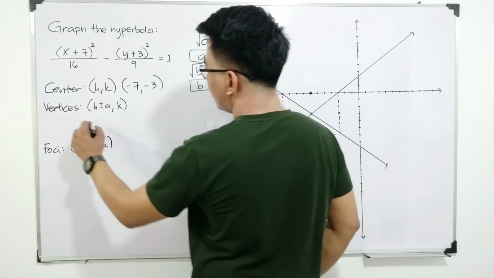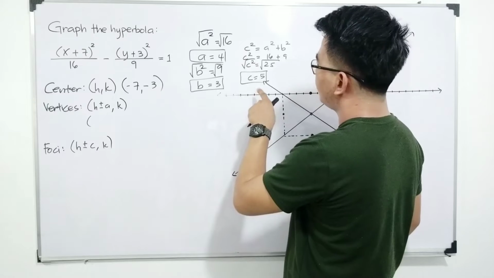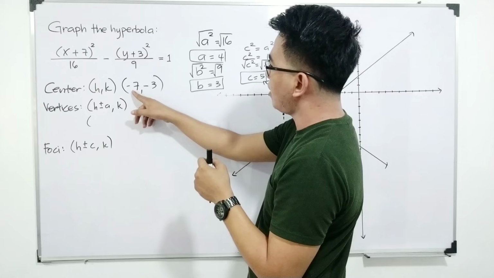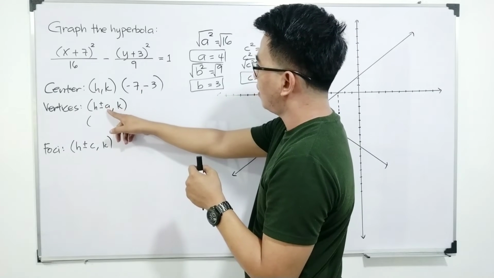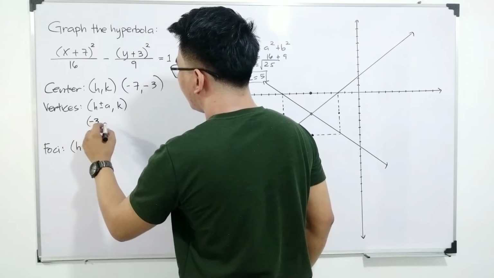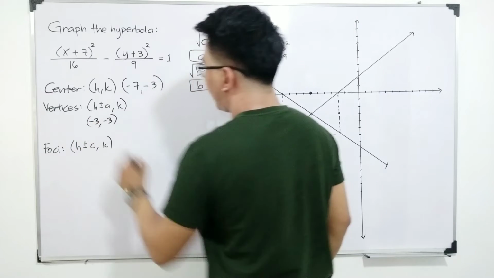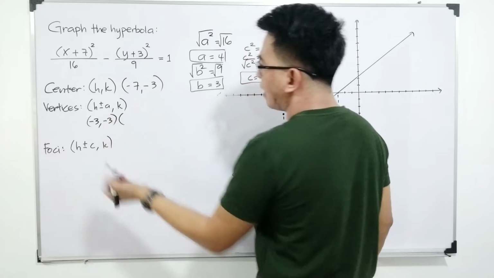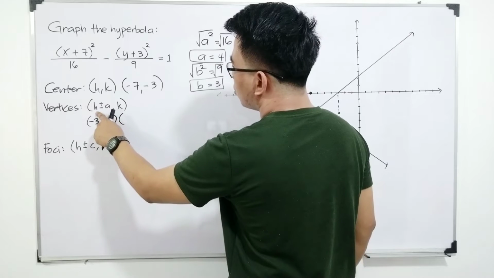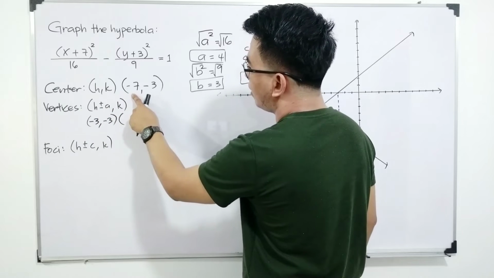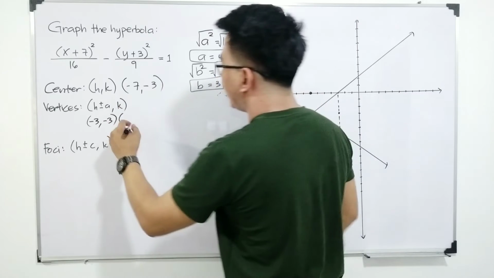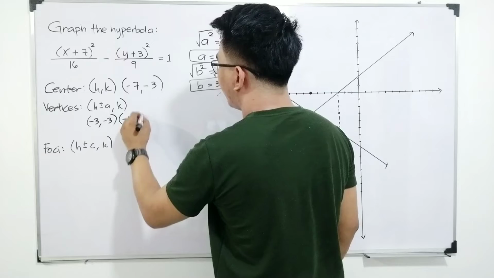As for the vertices, ang H natin is negative 7, di ba? Negative 7 plus your A 4, that is negative 3, comma your K, which is negative 3. At yung second coordinate, yung second vertex natin ay H, which is negative 7, tama? Tapos minus A, which is 4, that is negative 11, comma negative 3.